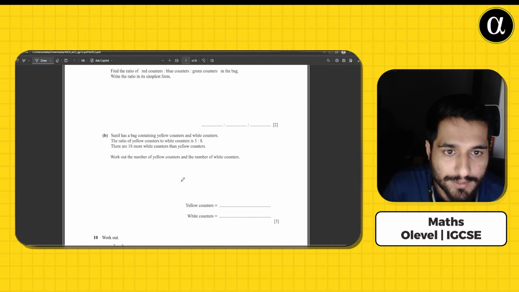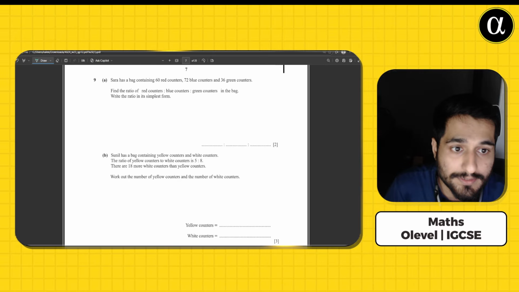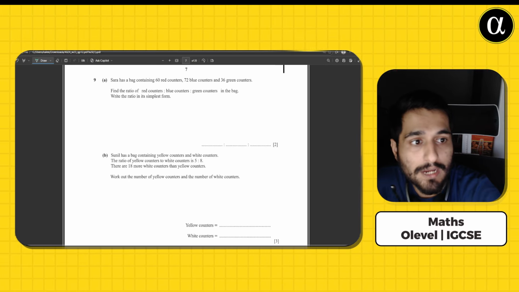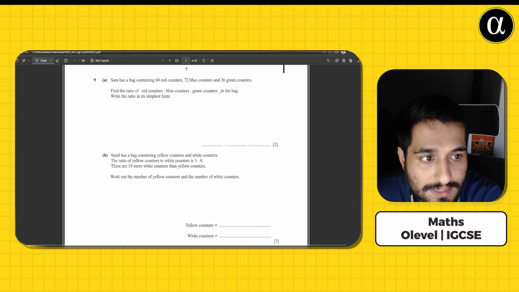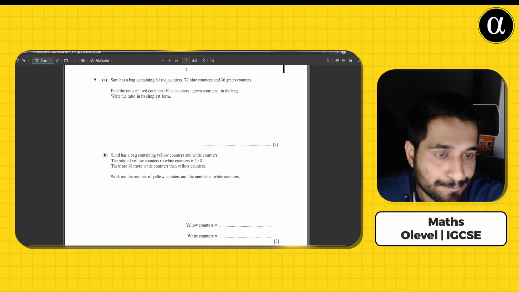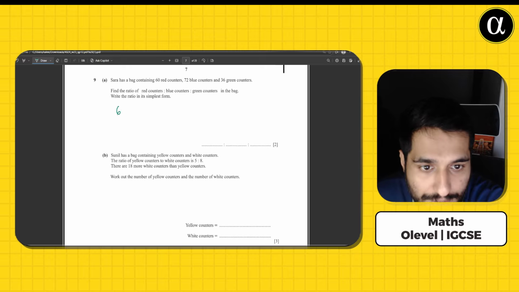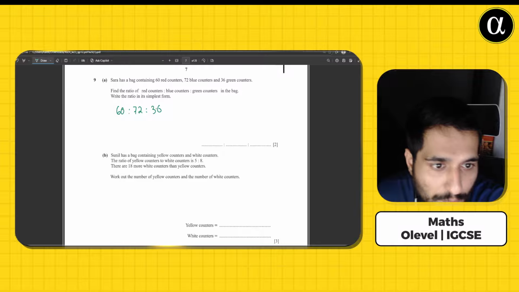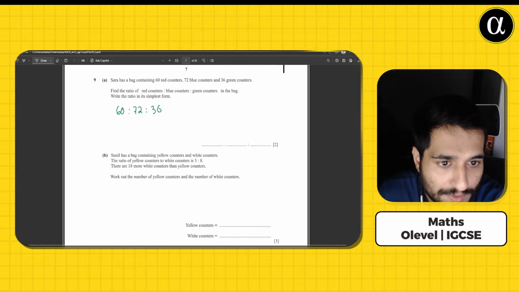Moving on, the next question says Sarah has a bag containing 60 red counters, 72 blue counters, and 36 green counters. Find the ratio of red counters, blue counters, and green counters in the bag. Now, we have to simplify this in the ratio. So what we're going to say is 60 ratio 72 ratio 36. What's the simplest number that we can think of? There could be numerous numbers, but let's just go with the easier ones for now.